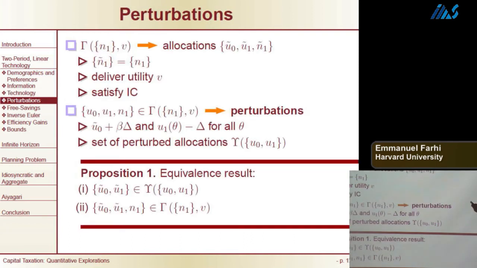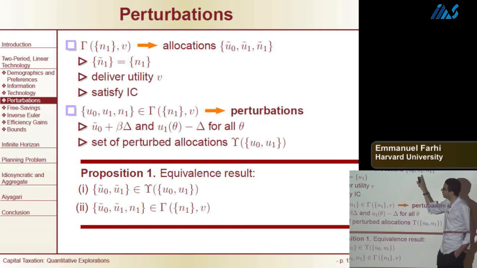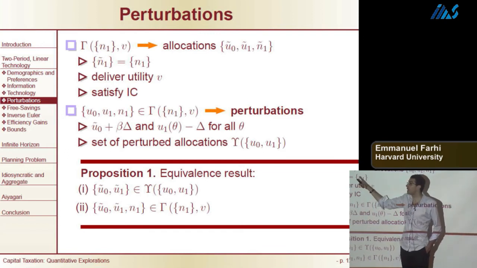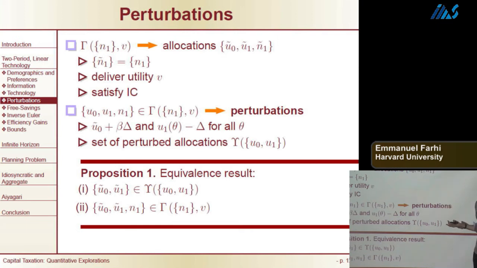Now I'm going to introduce some notation. Given a labor allocation and a level of utility, N1 specifies a labor effort for every possible realization of the shock theta, and V is just a number, the utility. The set gamma of N1 and V is the set of allocations such that the labor allocation coincides with the original allocation, they deliver utility V, and they satisfy incentive compatibility. So it's a set with many allocations, and this set has a particular structure that we're going to be able to describe now.